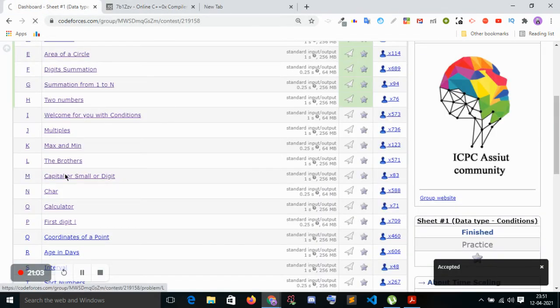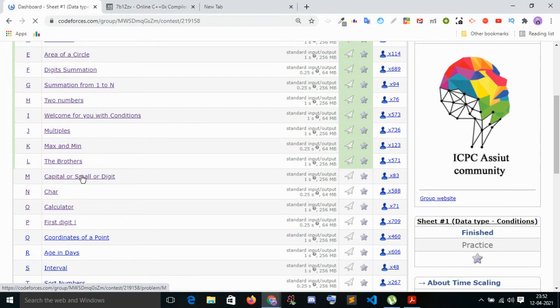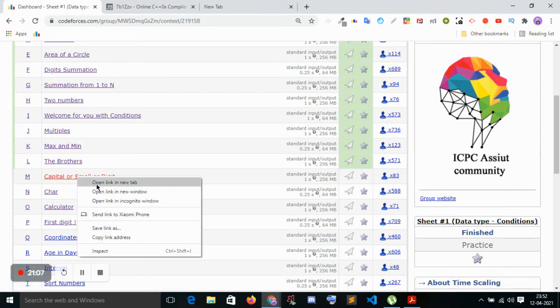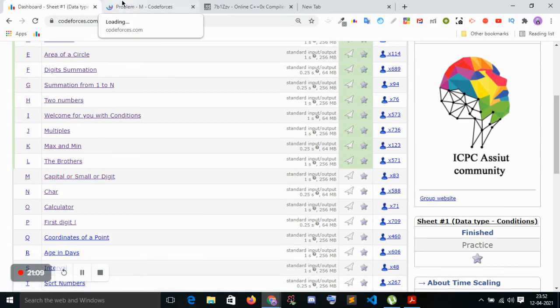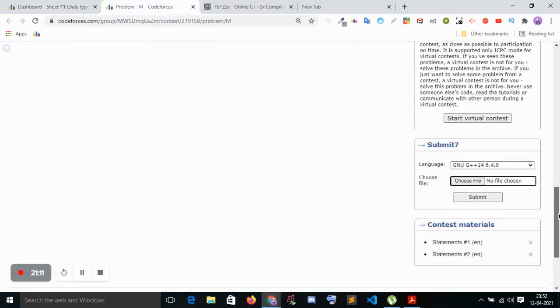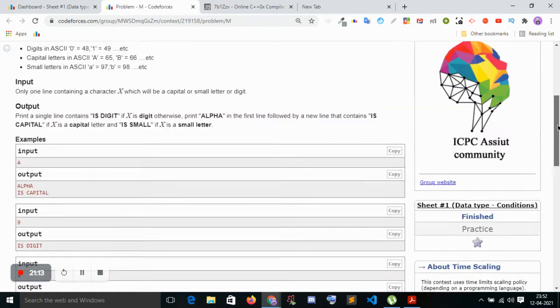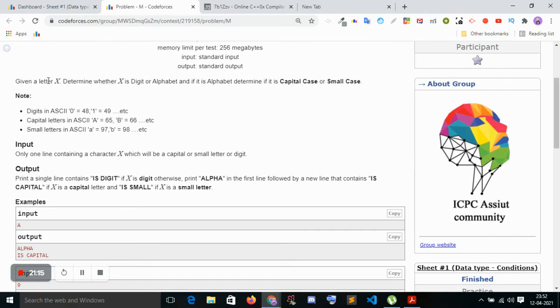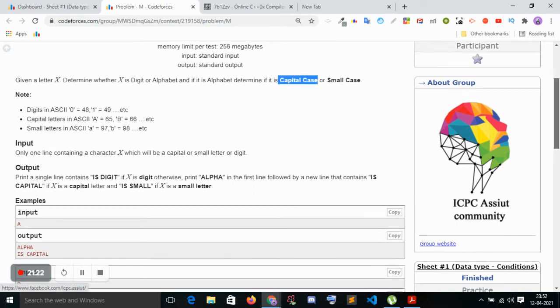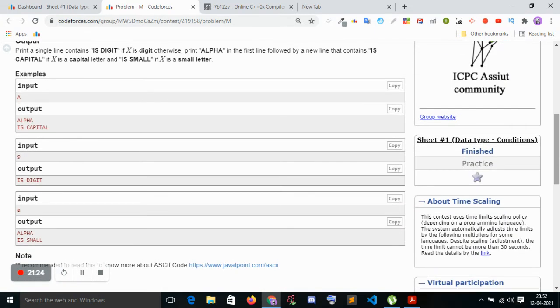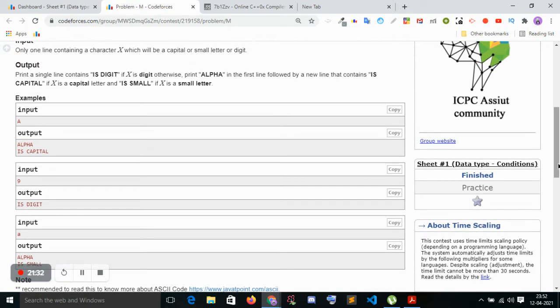So let's try it. J is completed, L is completed. Let's try Capital or Small or Digit, problem M. Given the letter X, determine whether X is a digit or an alphabet, or if it is an alphabet, determine whether it is capital case or small case. Do you know that the ASCII values are given? If it is a number, you can judge by ASCII value.